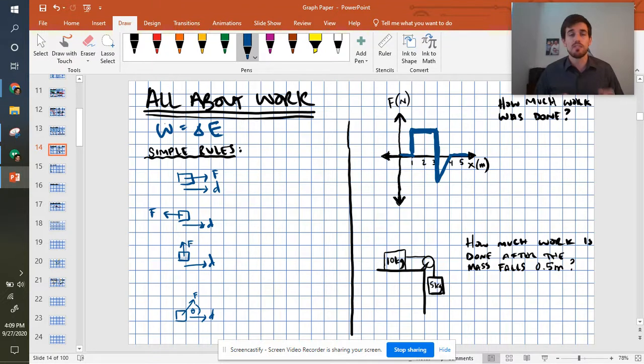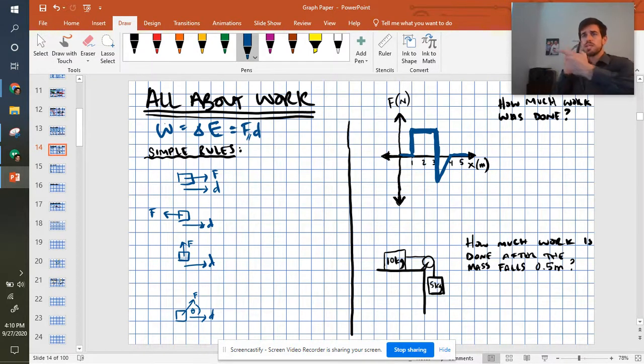But if you're not given that information and you know for sure that you're given an applied force and its displacement, then you can use this formula, F times D. When we say F times D, it has this little parallel symbol in there because we care about what direction the force is relative to the displacement.